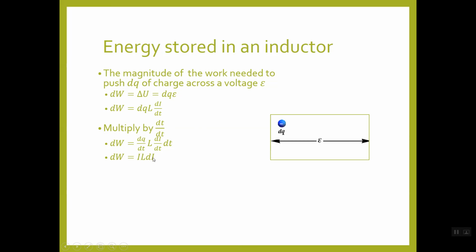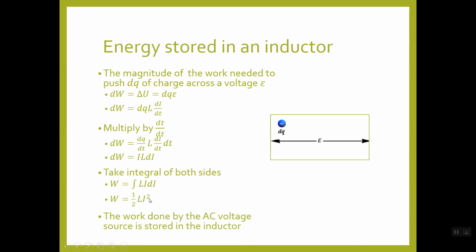So I have an I L di, and now I can take the integral of both sides. So the work is equal to the integral of L i di, which is 1/2 L i squared. So the work done by the AC voltage source is stored in the inductor as energy. So the energy stored in the inductor is 1/2 L i squared.